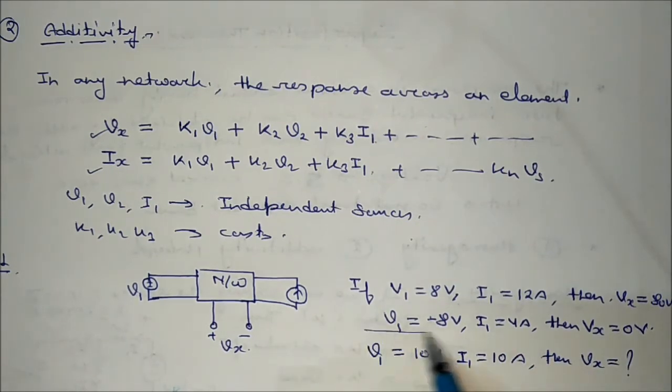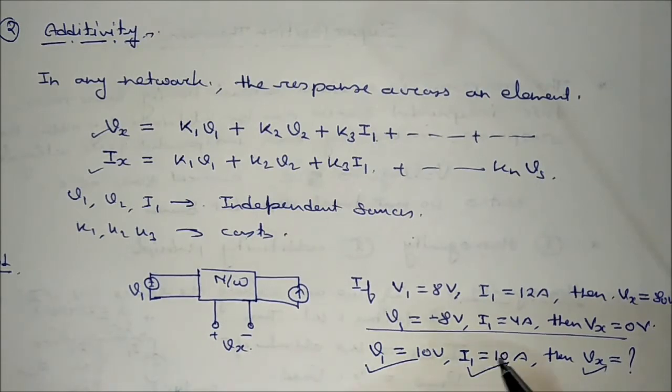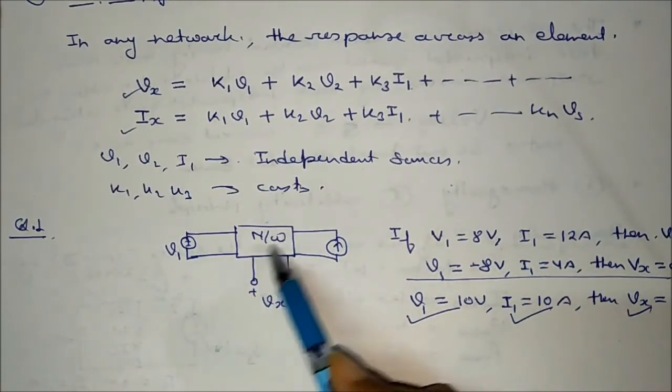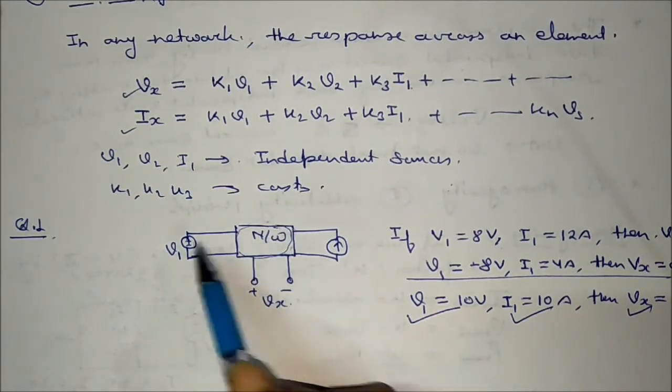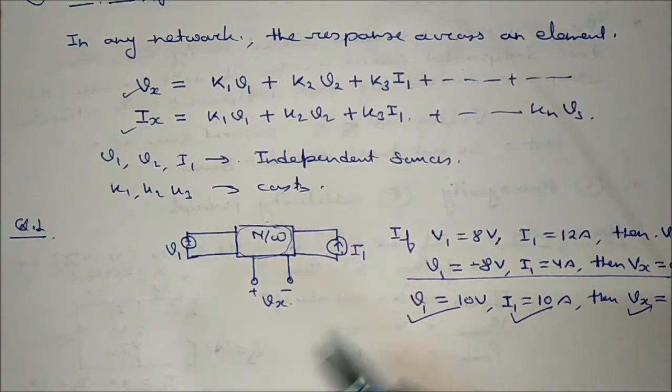This data has been given to us, and according to this data, what is the value of Vx? So we know this is a resistive network. We have two independent sources. We have to calculate the response across Vx.